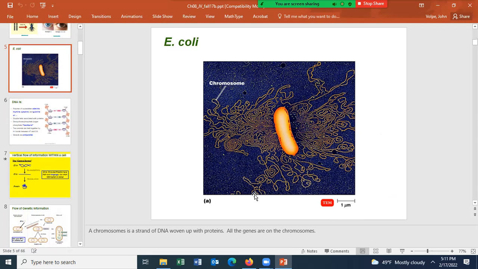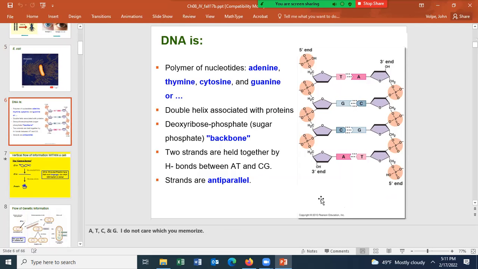Here we're looking at the genes on a chromosome from E. coli. The genes are on the DNA, and as you know, DNA is a polymer of nucleotides. DNA has 4 nucleotides: adenine, thymine, cytosine, and guanine, or you may call them A, T, C, and G. I don't care how you know them, but you do need to know them one way or the other.